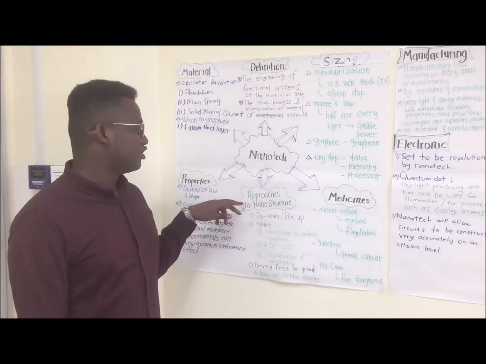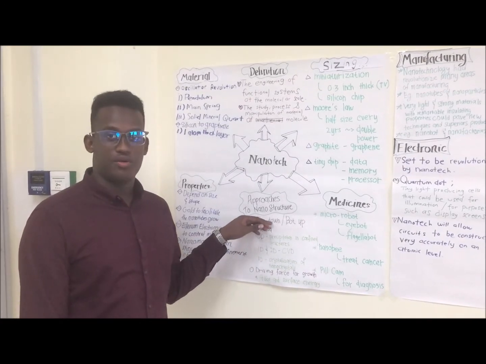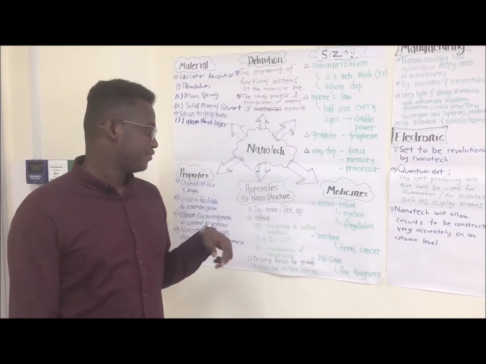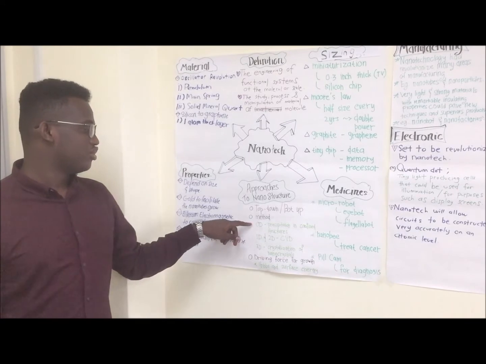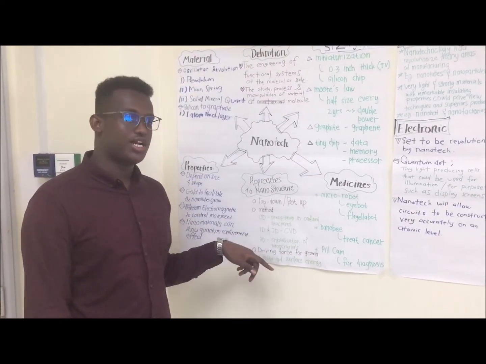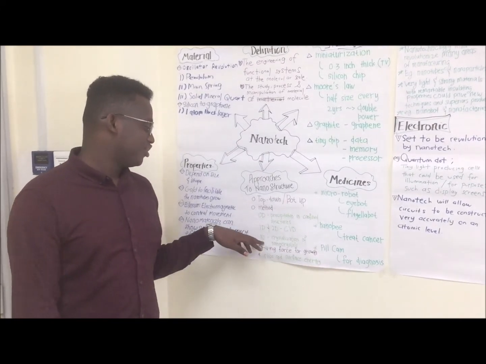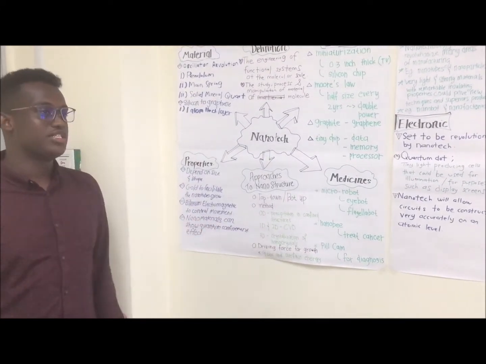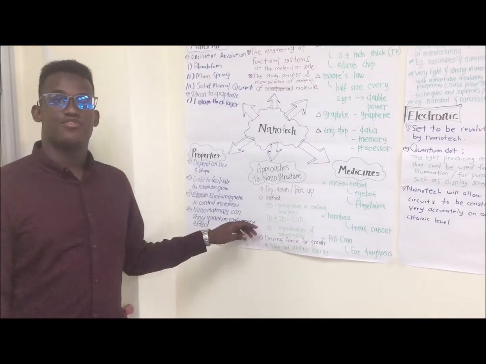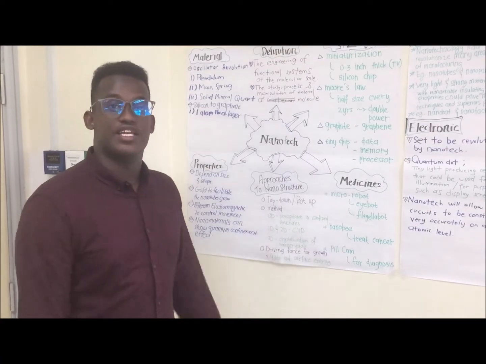The approaches for making nanostructures are top down and bottom up. Methods for 0D are precipitation and confined structure, and for 1D and 2D is CVD. 3D is crystallization of nanocrystals, and the driving force for growth is chemical potential and surface energy.